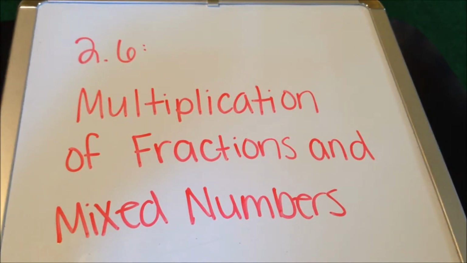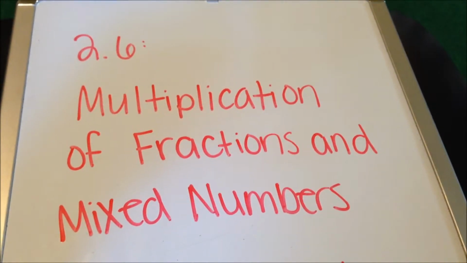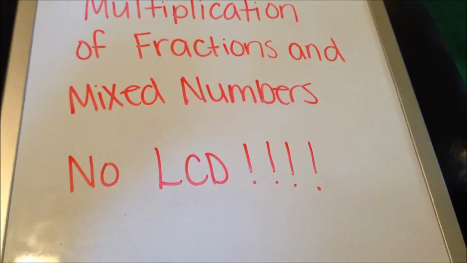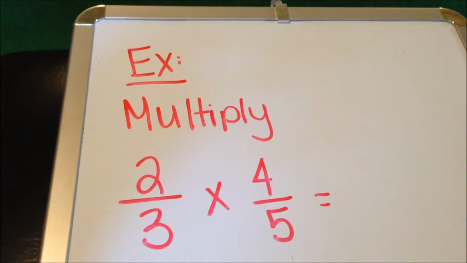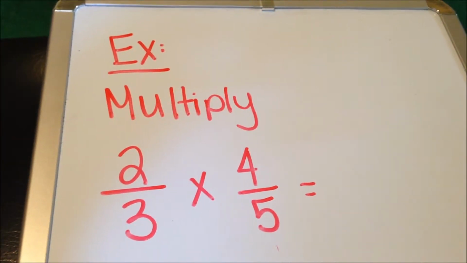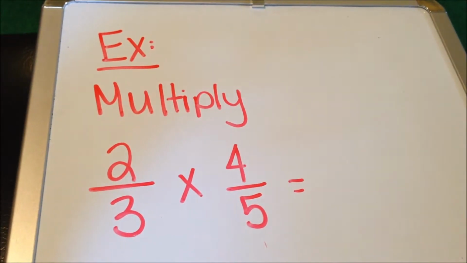Section 2.6, Multiplication of Fractions and Mixed Numbers, which means no LCD. Let's try an example. Multiply 2/3 times 4/5.